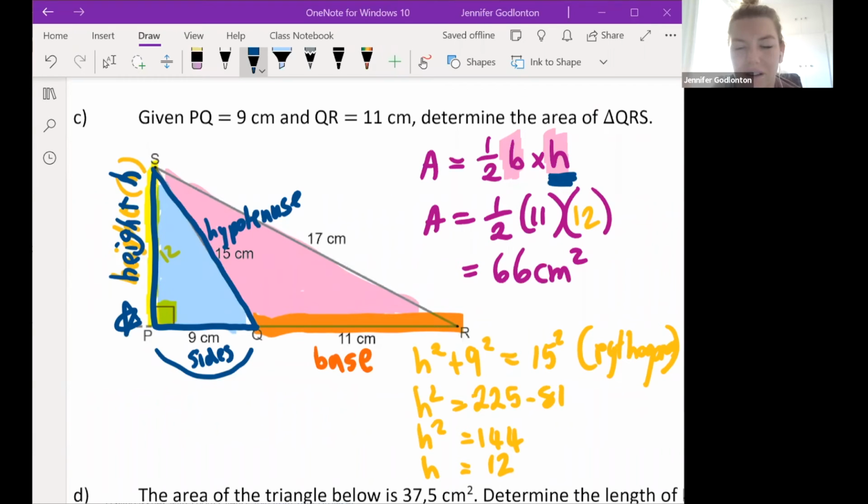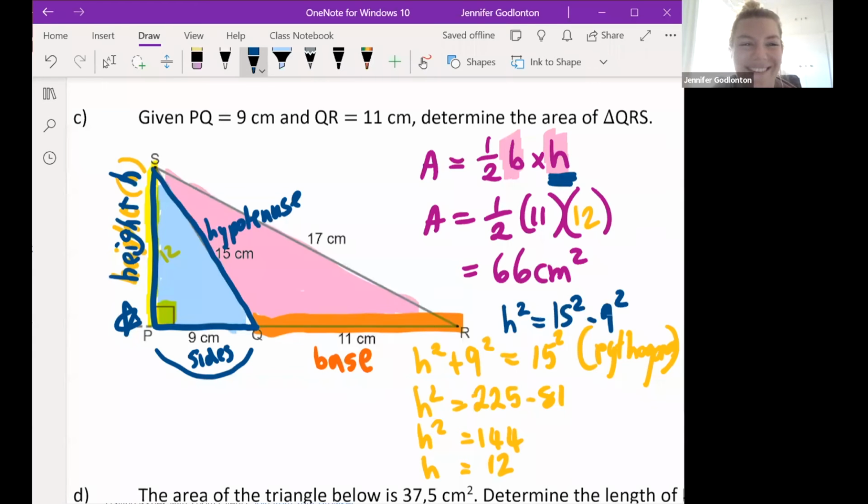Ma'am, for the formula you said height squared is equal to 9 plus 15, is that incorrect? Yeah, it would be incorrect, because we need to say heights. If you wanted to do it straight from height squared, you would say height squared is equal to 15 squared minus 9 squared, not plus.